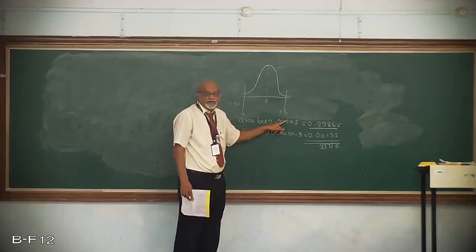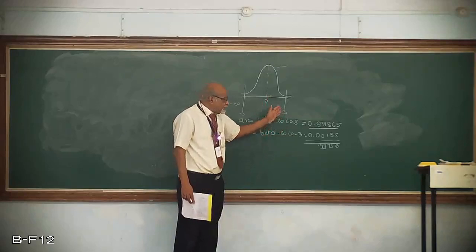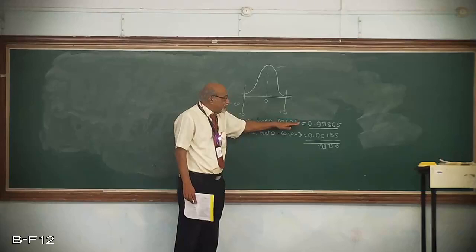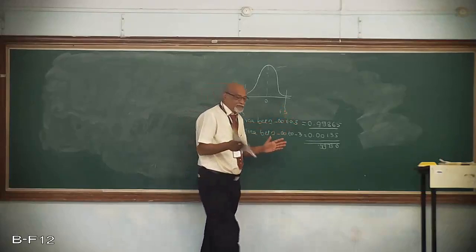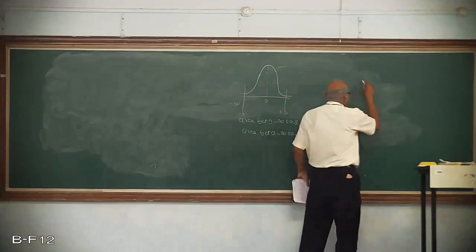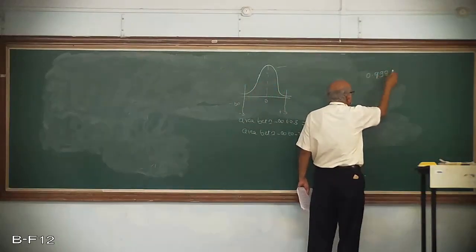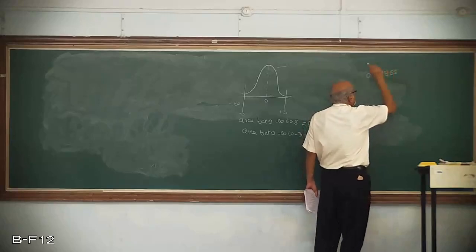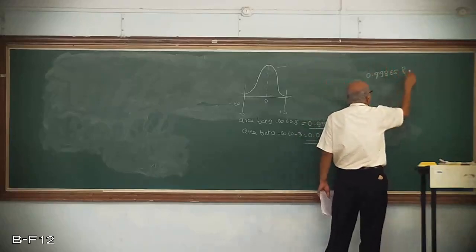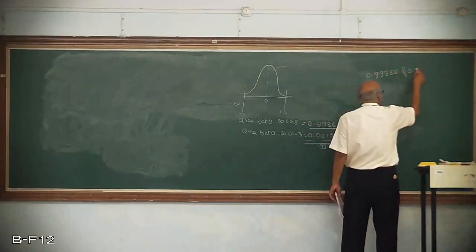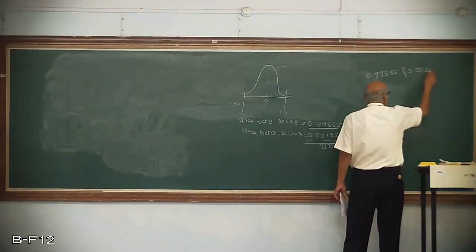So if we want more than this to fall within, I want 0.99865. If I say with the probability control limits, 0.99865 and 0.00135.